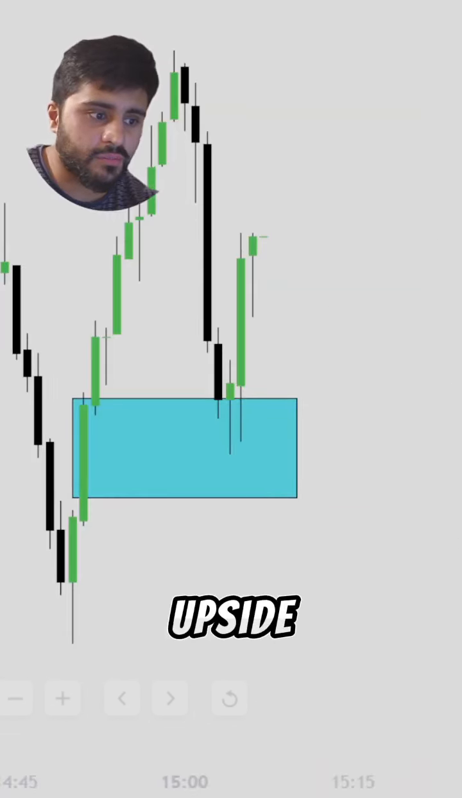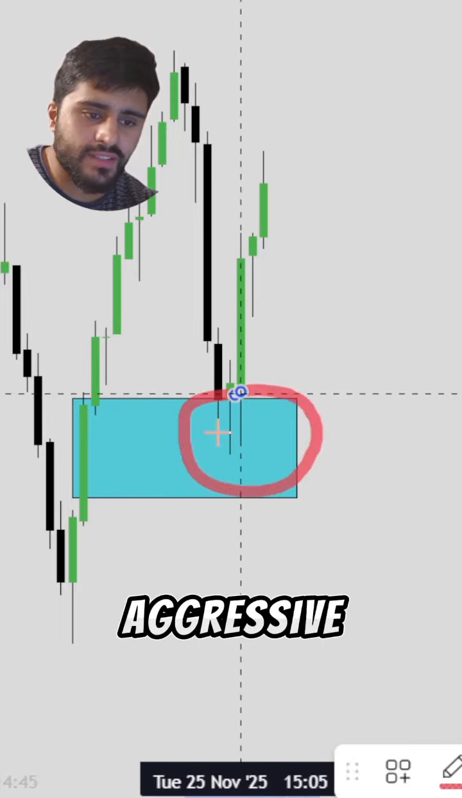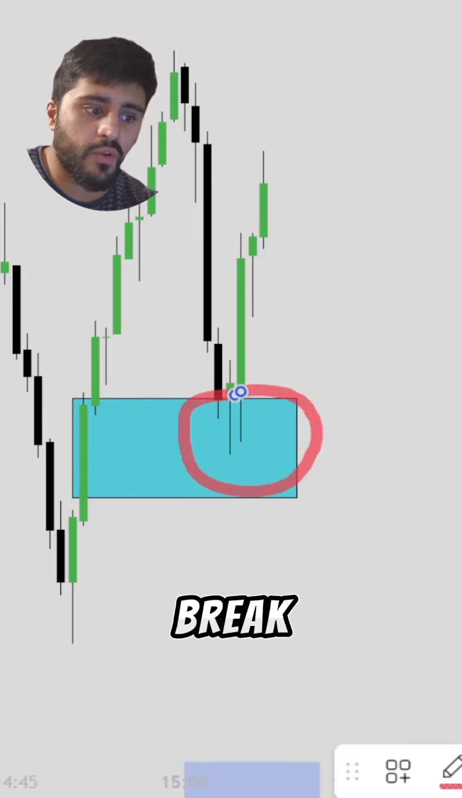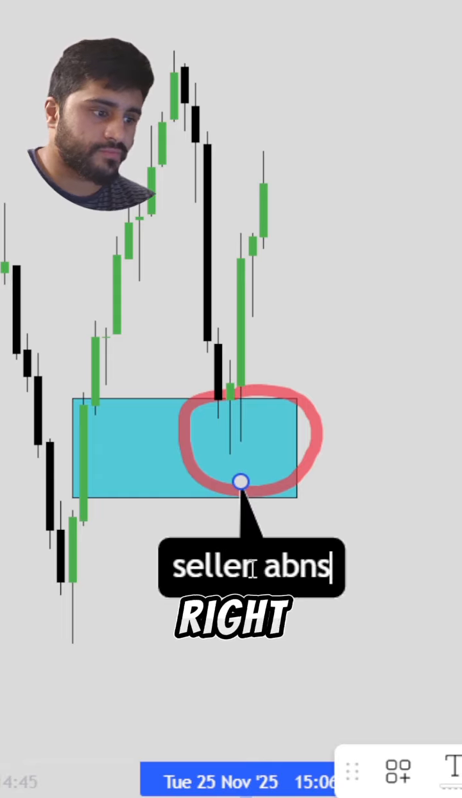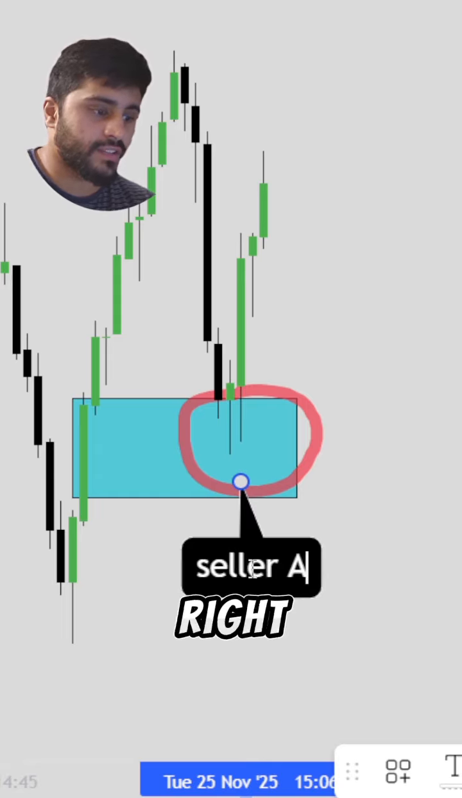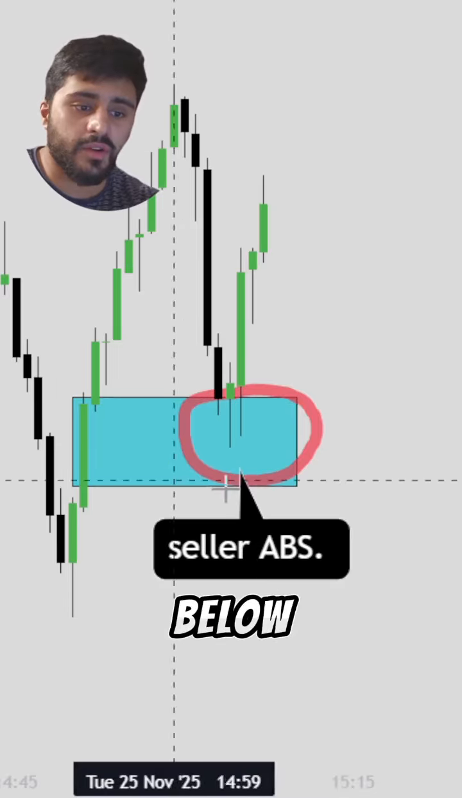So when we bounce to the upside, what we see in this specific area is that aggressive sellers were unable to break below the zone. So this is what we call seller absorption. Just going to write ABS. This is a seller absorption, because sellers were unsuccessful to break below this level.